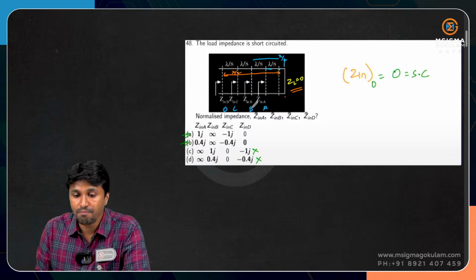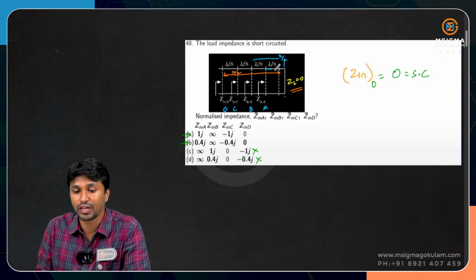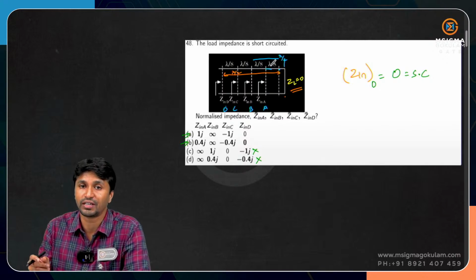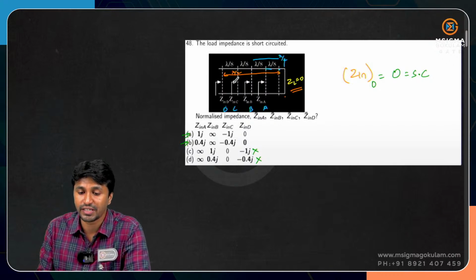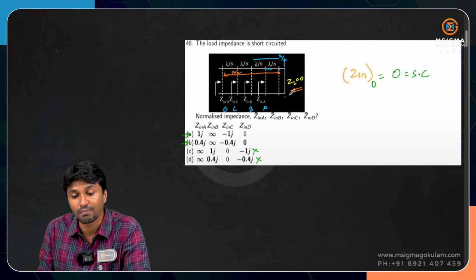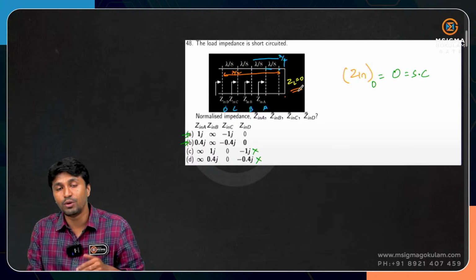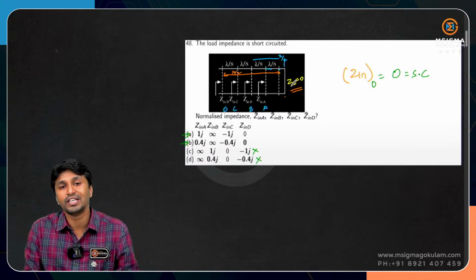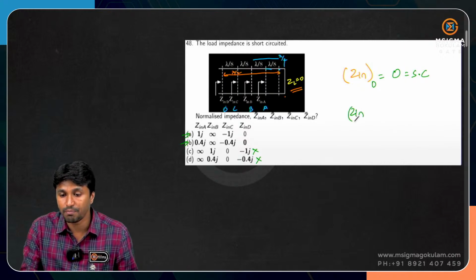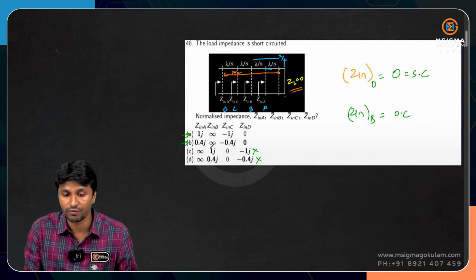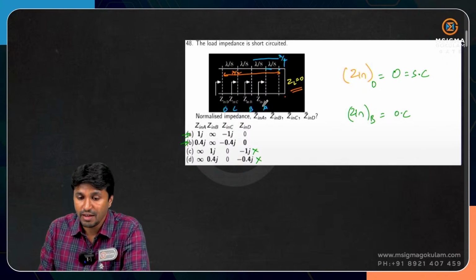Now look at this one. B is at a distance of lambda by 4, so the impedance will invert. Lambda by 4 is an impedance inverter line, so at a distance of lambda by 4 from the load the impedance will invert. The load is short circuited, so the inverted impedance at point B will be an open circuit. So the input impedance at point B should be an open circuit, and you find the same in options A and B. So obviously you have to calculate the impedance at point A.